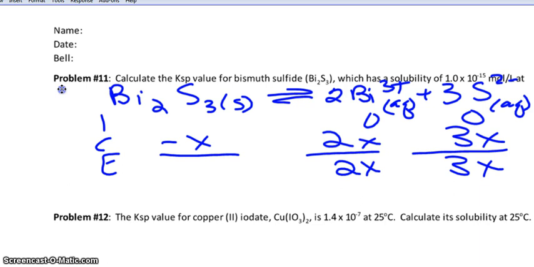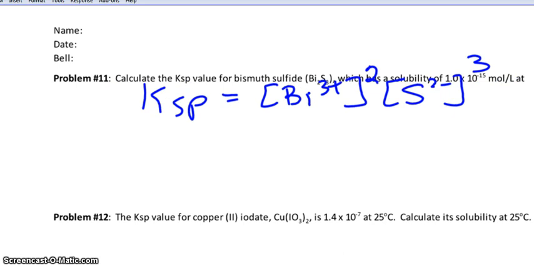And now we can set up and calculate the KSP. I erased my board because I'm running out of room, so hopefully you're writing small enough. I'm going to pause this, rewrite it, and pick up where we left off. All right, notice how I wrote my KSP value. It was bismuth ion squared, because that's its coefficient, times the sulfide ion cubed, because 3 was its coefficient.